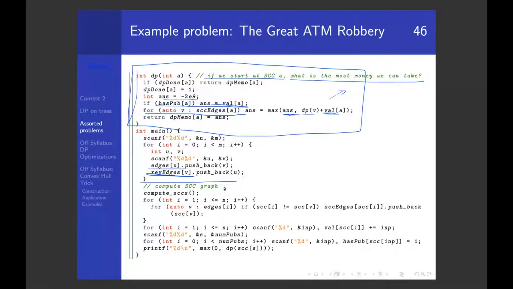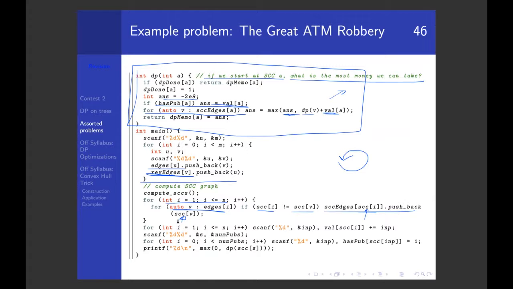We add edges. For each node, we iterate over all its edges, and we say if the SCC of me and this edge are not the same, in other words, if this isn't a self loop in the SCC graph, then add this edge. So SCC edges dot push back this. This is just adding it to the adjacency list. We're saying my SCC has an edge to your SCC.